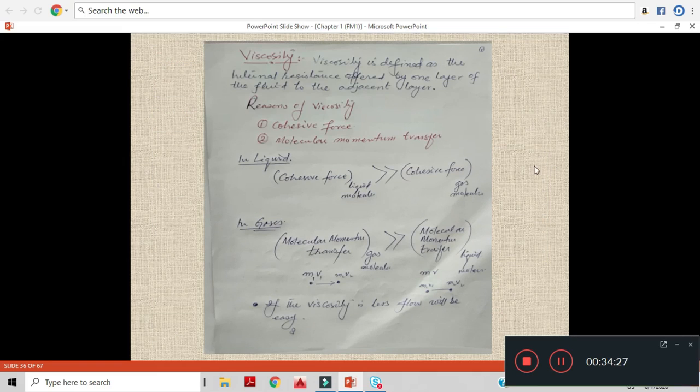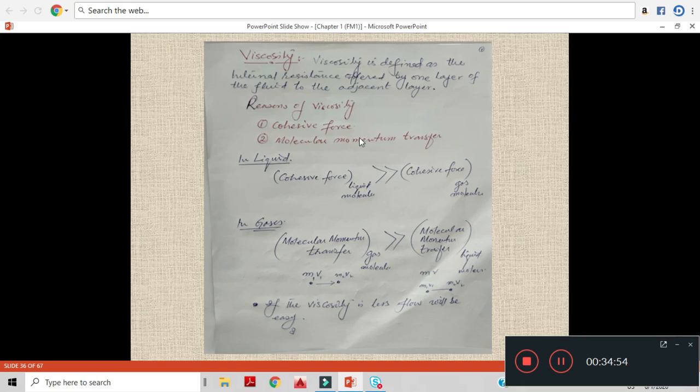So what is the viscosity? We just read it. The viscosity is defined as the internal resistance offered by one layer of the fluid to the adjacent layer. Okay, so this is basically the relative motion between the two fluids. So what is the reason of viscosity? The reason of viscosity is cohesive force or molecular momentum transfer.